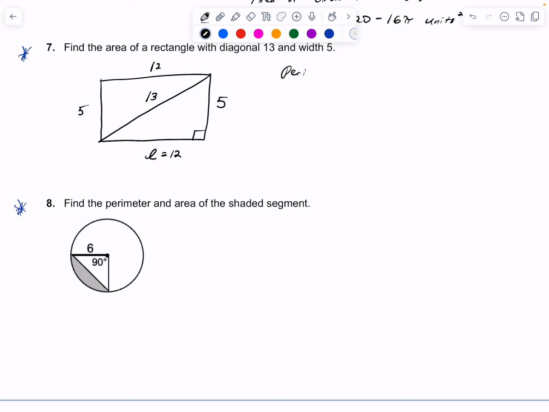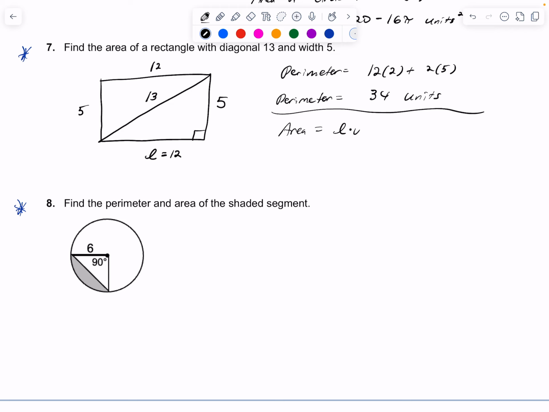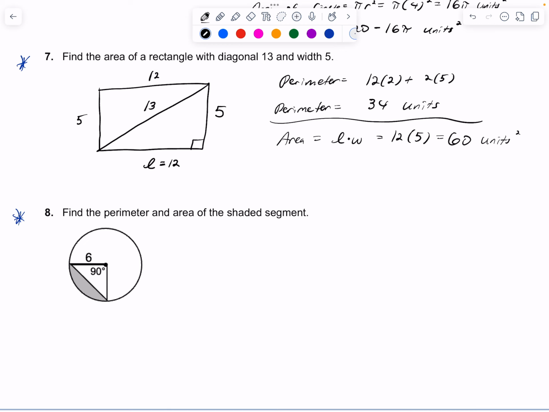So perimeter is going to be equal to 12 times 2 plus 2 times 5. So the perimeter of this rectangle, that's 24, that's 10, so 34 units. And for the area, that's our length times width, which is 12 times 5, which is 60 square units. Okay, that was probably the most straightforward one. You just had to draw your own figure.